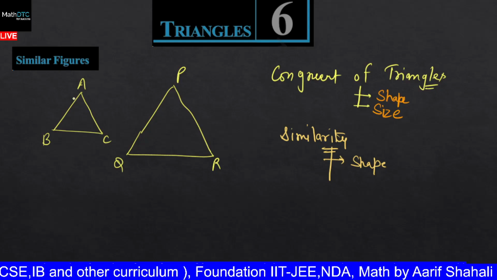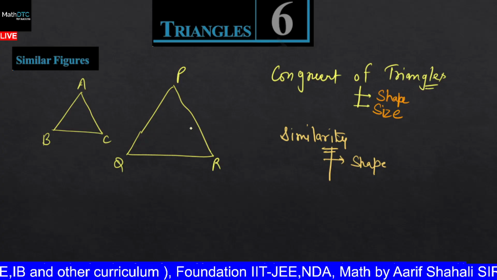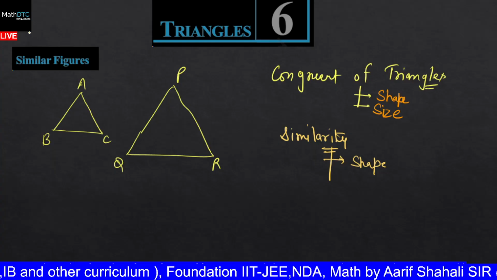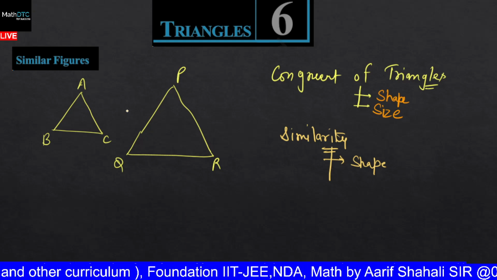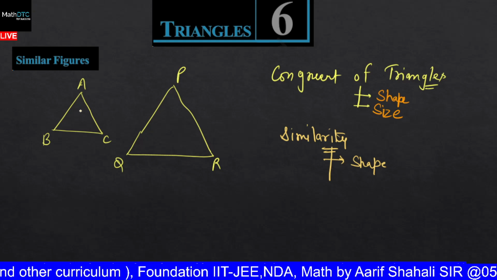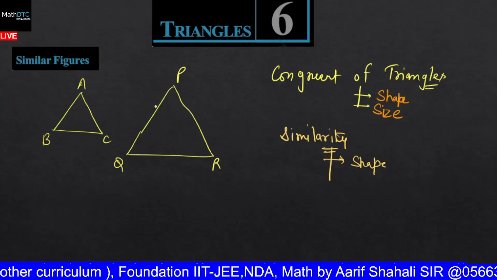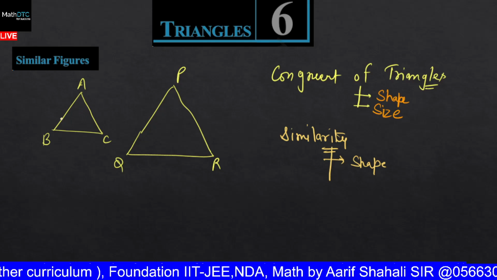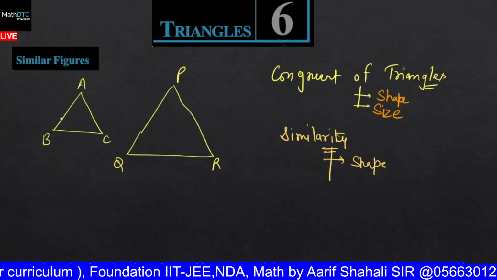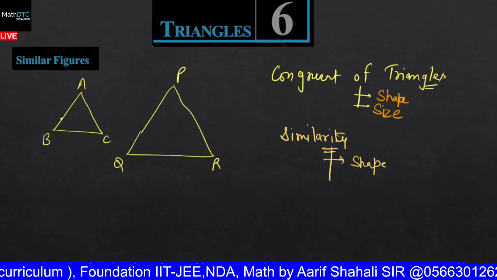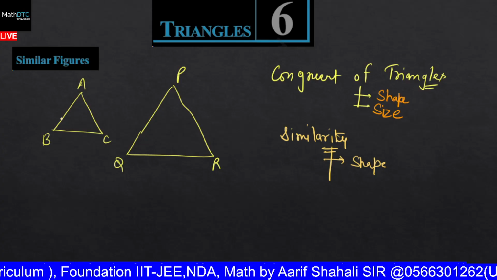So you can see here the example, triangle ABC and triangle PQR. Both have the same shape. Now we are going to discuss similarity as well as congruency. We need to discuss the two things: how can we describe the shape and size?